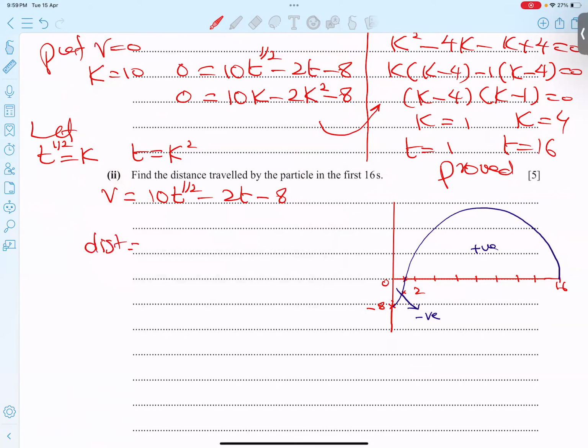They integrate from 0 to 16, and they put in this equation, and that's it, which gives you a wrong answer. So this is a wrong approach.